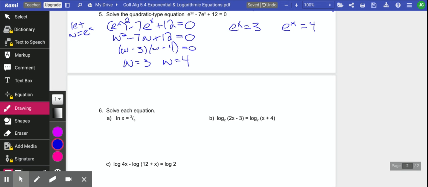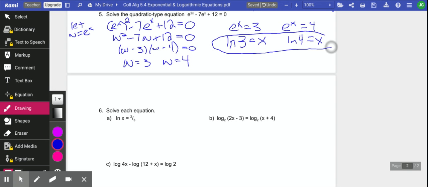And to solve those for x, we're just going to rewrite them in logarithmic form. We have log base e, which is natural log. So natural log of 3 equals x, and natural log of 4 equals x. So those are our two answers. You can also put them into your calculator and get the decimal answers, but we can just leave them this way for now.